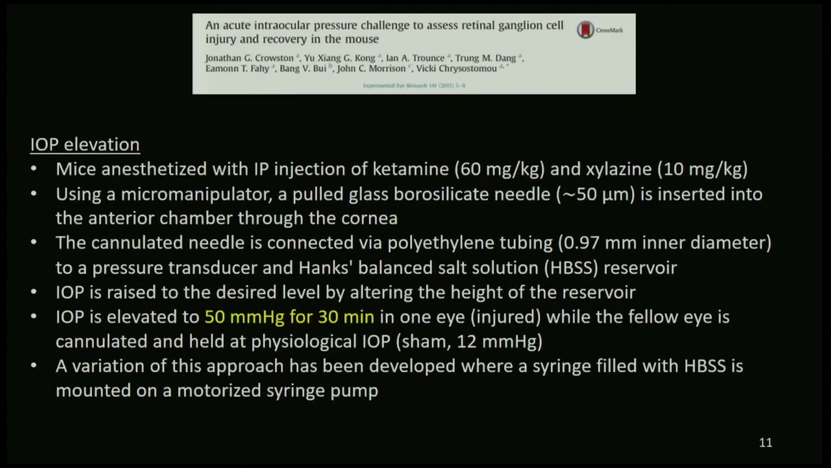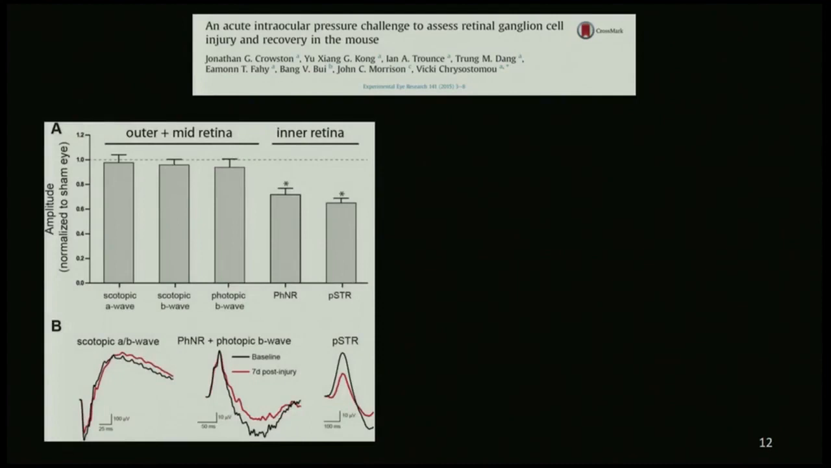And a variation of this approach has since been developed where a syringe is filled with HBSS and is mounted on a motorized syringe pump, so it's a little bit more controlled. And what they found in this model is that they selectively affected the inner retinal function using some functional tests here.